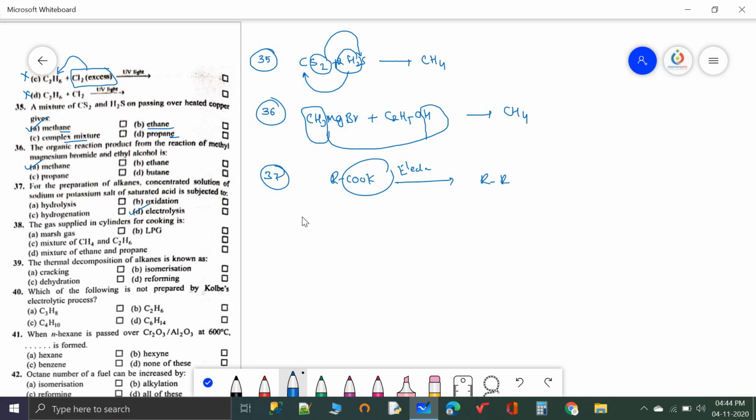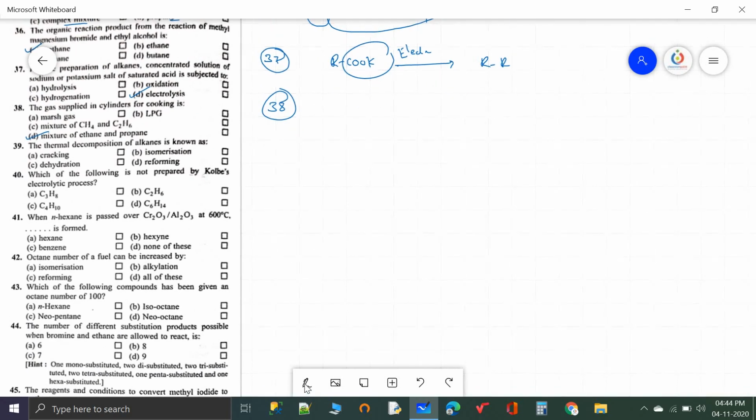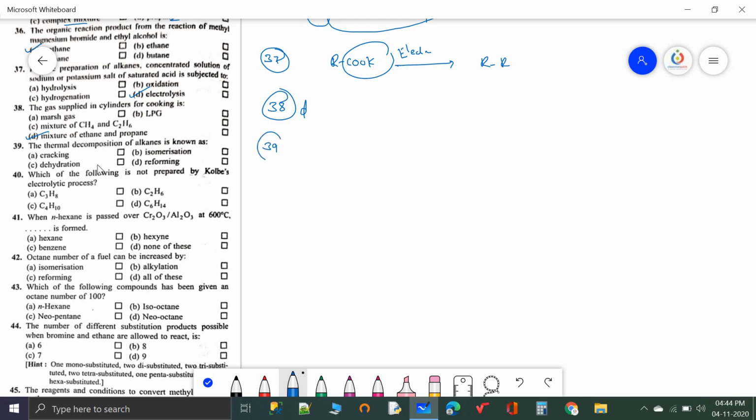Option D is correct. 38. The gas supplied in the cylinder for cooking is a mixture of ethane, propane, all these gases. So option D is correct. LPG is the full form, liquid petroleum gas, but not a compound. So for this, option D is correct. And let's go with 39, in which the thermal decomposition of alkanes is known as cracking.